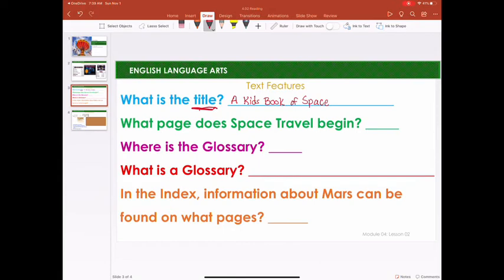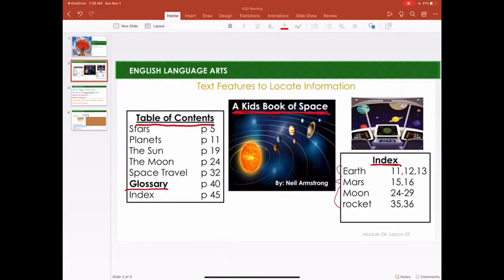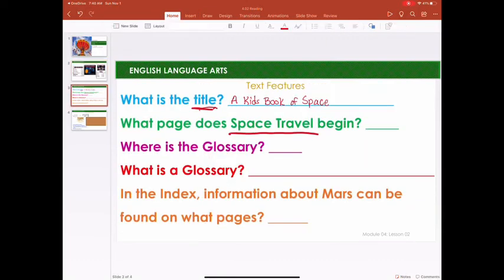What page does space travel begin? So space travel, I believe, was a title or a chapter title in that book. So let's go back and see if we can find that in the table of contents. Remember, the table of contents tells us the title of the chapters and what pages they start on. So here is space travel. What page does it start on? Page 32. So P stands for page 32.